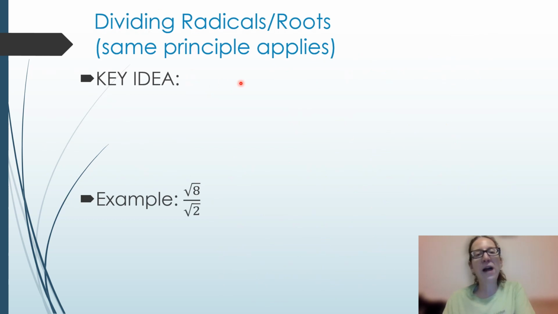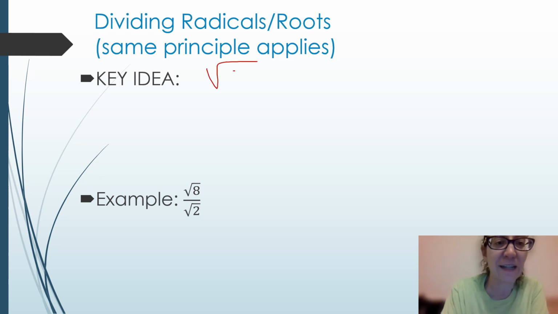All right, now dividing radicals and roots, the same principle applies, which should surprise exactly no one because math is consistent. Actually, the reason why the same principle applies is because there's no such thing as division. Division is only ever multiplication by the reciprocal, but we'll still list it out. So the key idea is this.